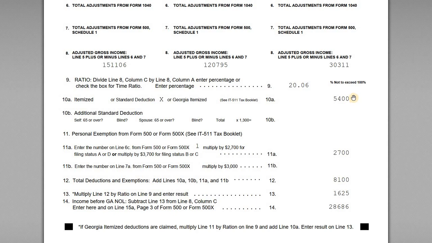So now we have the standard deduction for single filers, $5,400. We have one personal exemption. So the total deductions at this as a starting point is $8,100. The $8,100 times 20.06% leaves us with $1,625. So the $1,625 is the amount of deduction that she can claim against the gross amount of Georgia income. So $30,311 minus $1,625 gives us $28,686.